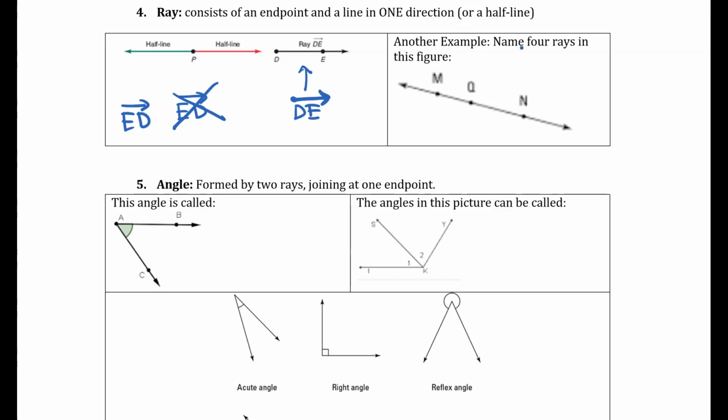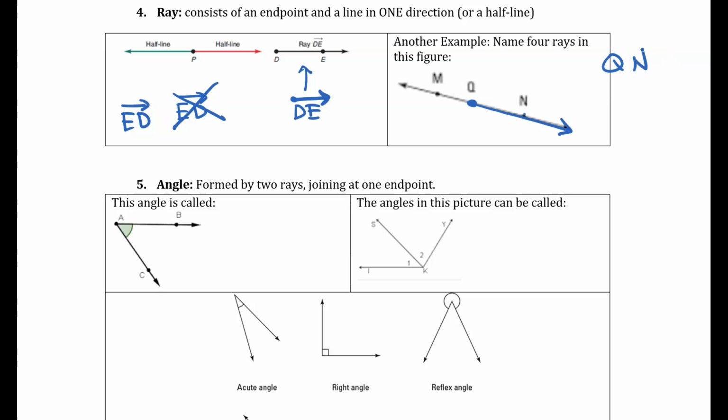So let's look at this one. It says name 4 rays in this figure. So this would be a great place to pause the video and try this one on your own. I know it's a little fuzzy, but we've got M, Q, and N here. So there's a couple different rays. So we have ray QN, that would be that way, ray right there. Whoops, I don't know why I wrote R.